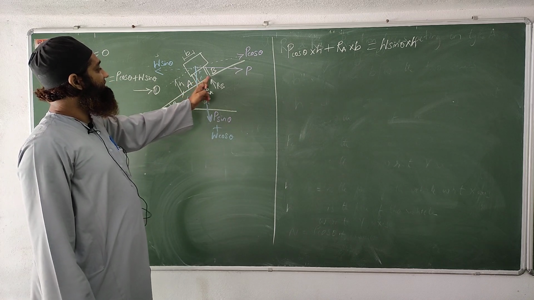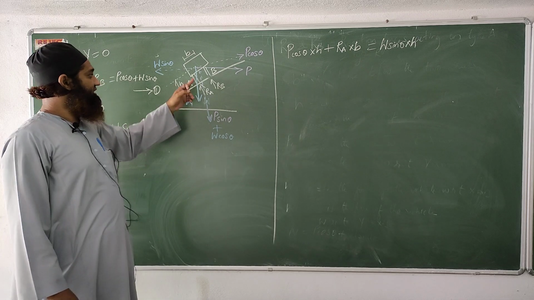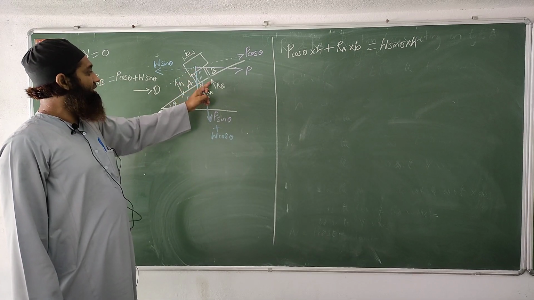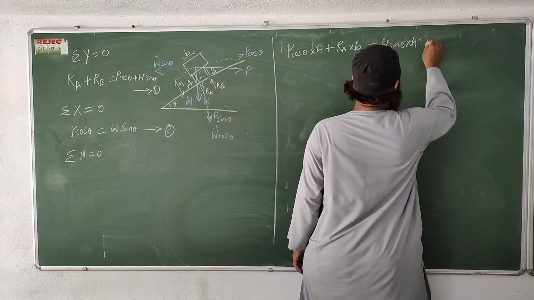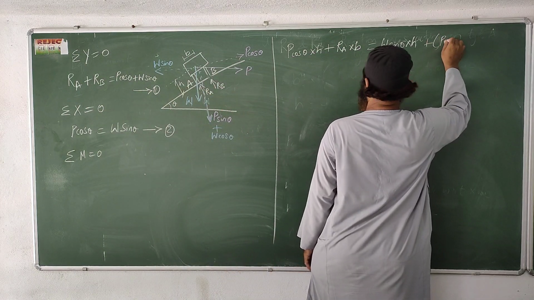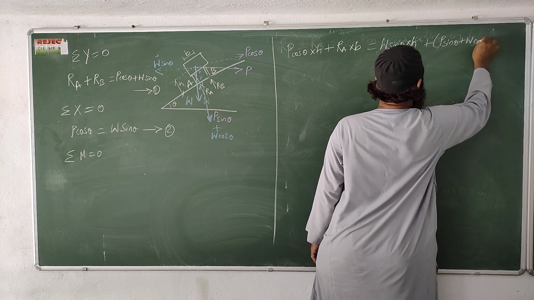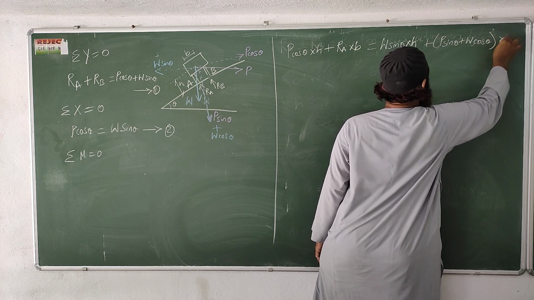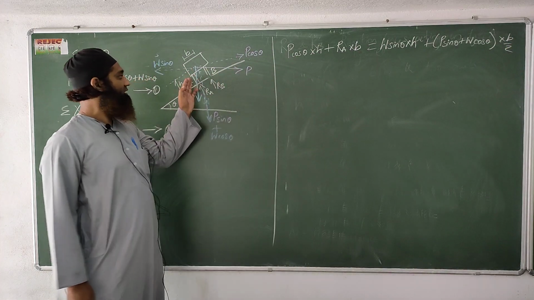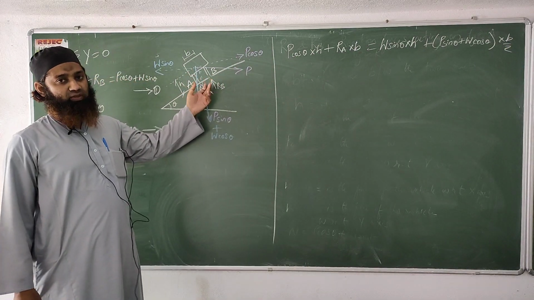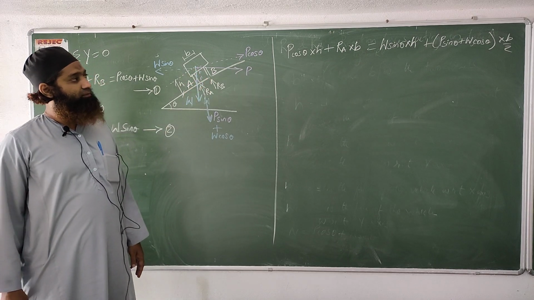But what is this distance? That is B by 2. As the distance between the two tires is B, and this is acting at the center, the distance is B by 2. So it is P sin theta plus W cos theta into B by 2. Let us just resolve this.